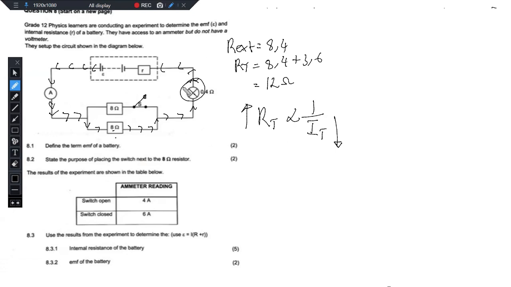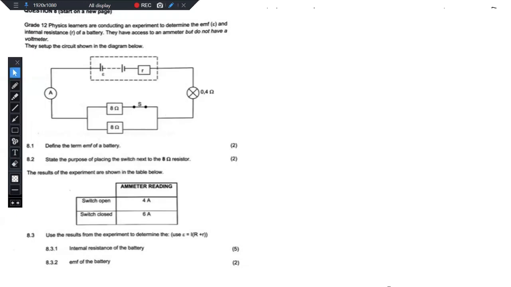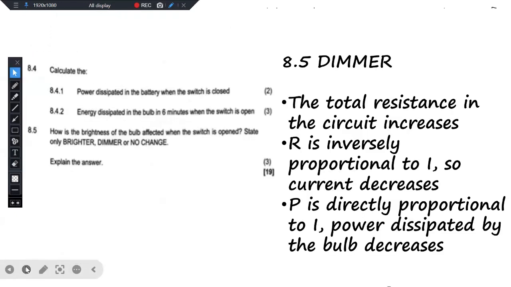But if we are to comment on whether the bulb will be dimmer, brighter, or there will be no change, that's basically talking about power, the power that will be dissipated by the bulb. Now, what is the relationship of the current and power? We know that power is directly proportional to current. So if current decreases, then power also has to decrease. And if power decreases, that means the bulb will end up being dimmer. Right. So that's the explanation. Now, how do we then put it in point form? Let's find out. So this is how we'll be putting it.